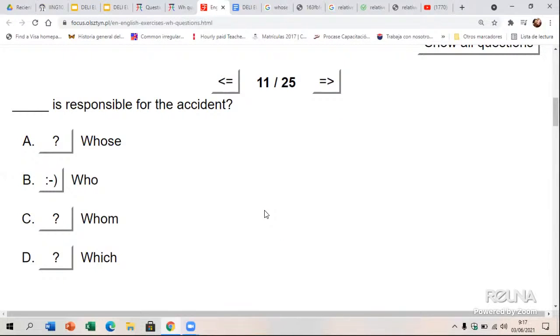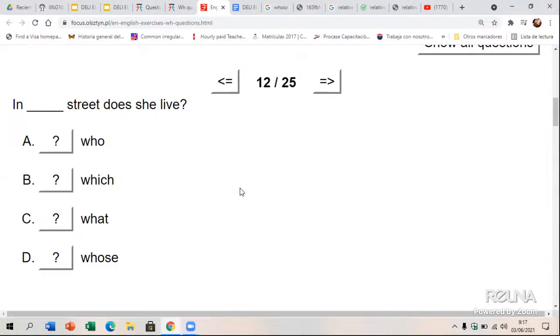Cuando decimos to whom o for whom, es para quién o a quién, ¿cierto? Cuando tenemos ese contexto, podemos usar en ese caso, to whom, for whom, and the rest of the sentence. Yeah, but in this case, estamos preguntando quién es. No para quién o a quién, sino quién es. So, who is. Good job, guys. Excellent.